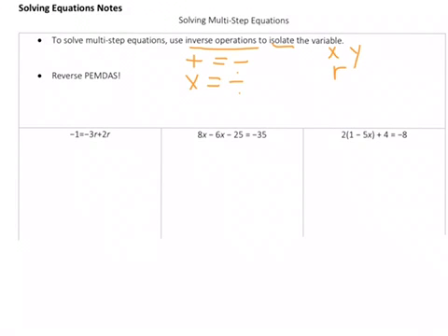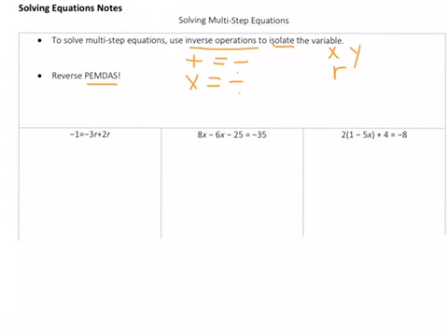In order to get your variables alone, you're going to have to do the reverse of the order of operations that we know, PEMDAS. So instead of dealing with parentheses first, you're going to deal with addition and subtraction first. You're going to reverse it. So let's first get into our examples.